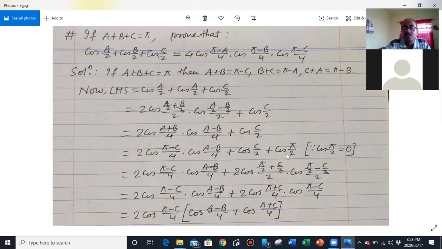And here we add one extra term, cos pi by 2. You know cos pi by 2 means cos 90 degree, and cos 90 degree is 0. So with anything, if you add 0, it doesn't affect the overall value. So we can add 0. In the same way, for 0 we have written cos pi by 2.